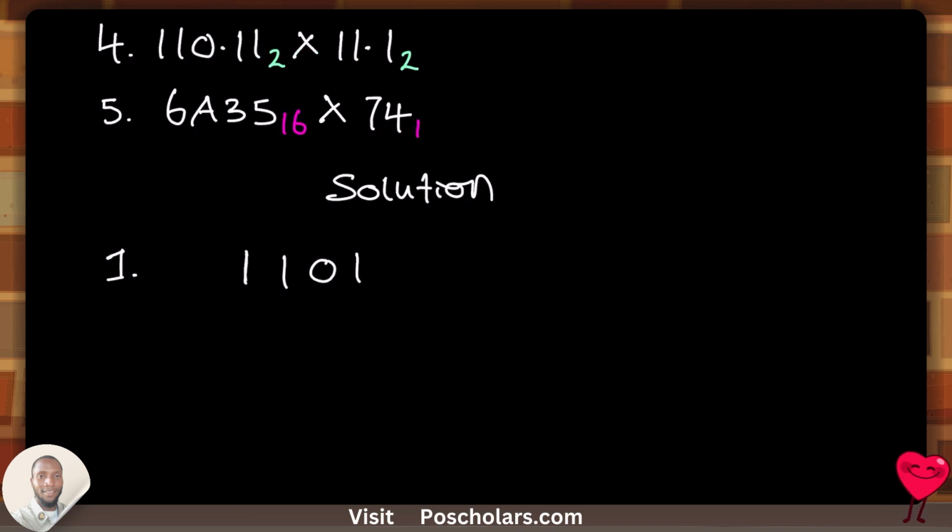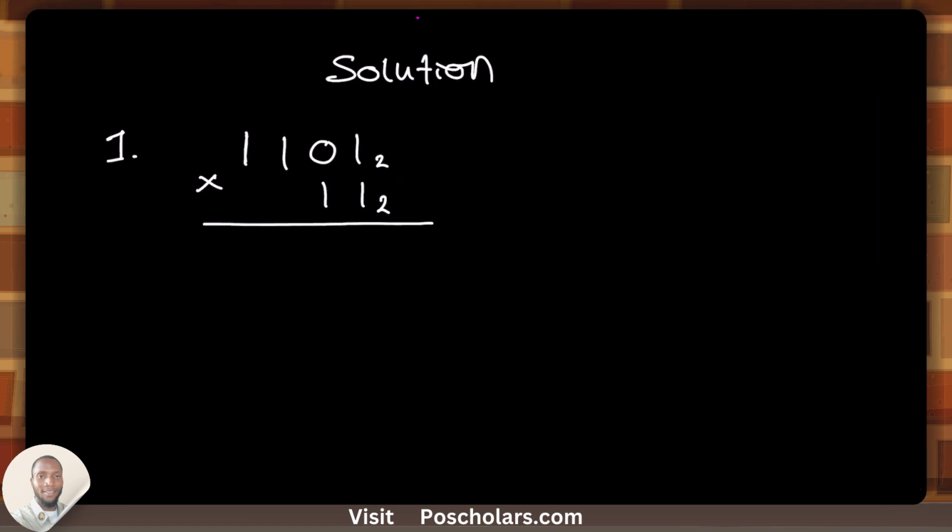1101 base 2 times 11 base 2. So let's multiply this. Now, take note, we already know the principle of number base. You mustn't exceed the base, neither must the digit you write be equal to the base, neither must it exceed the base. So let's start. 1 times 1 gives 1. It has not exceeded the base, so write it joyfully.